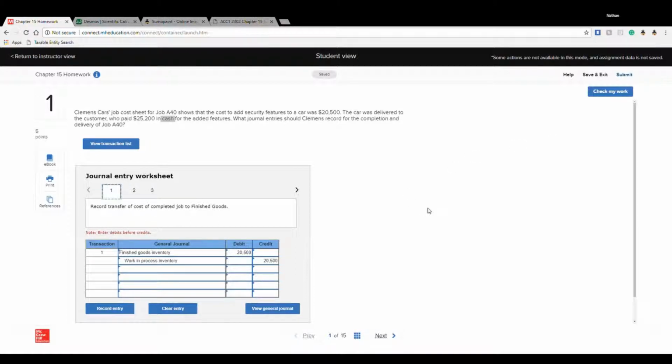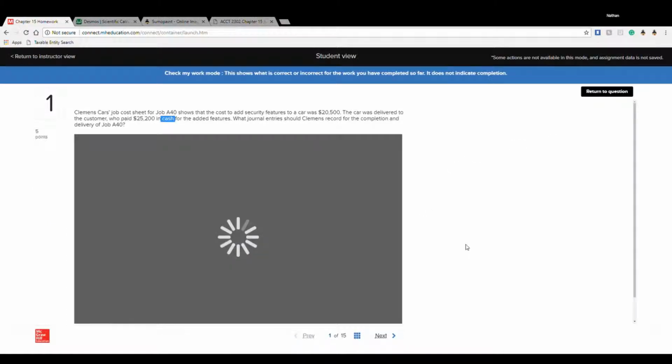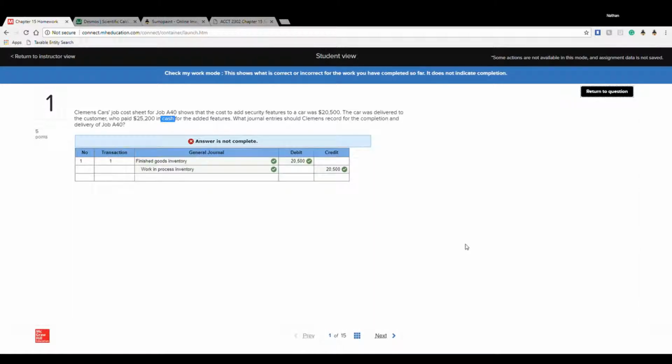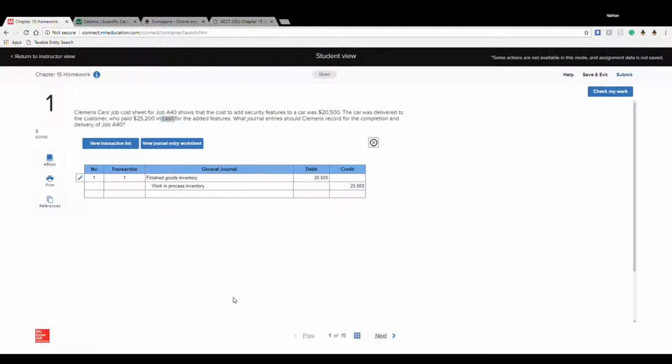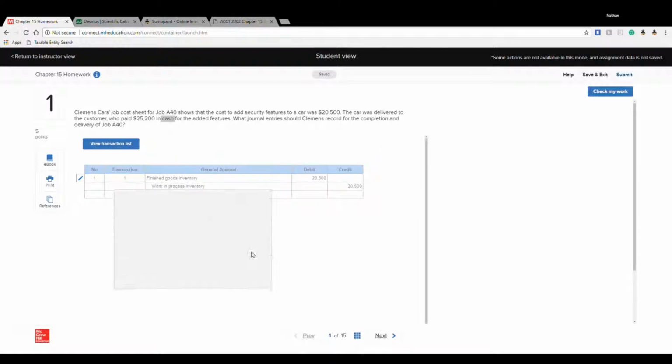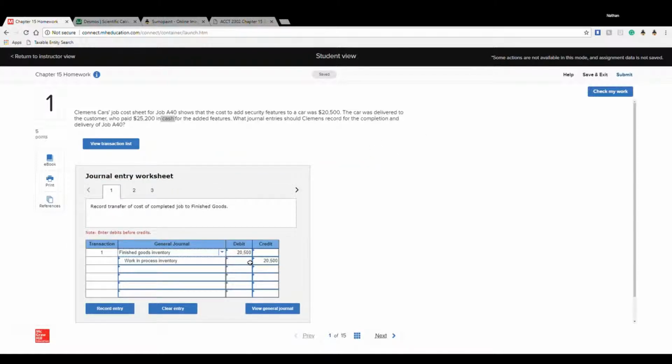If you want to, you can always hit check my work. Of course, it's going to say answer not complete. There are two more parts, but it's always good to double check. For me personally, with these kinds, unless I know it's transferring to the next journal entry, sometimes it's just easier to wait till the end. I'll check them all and then see what's wrong.